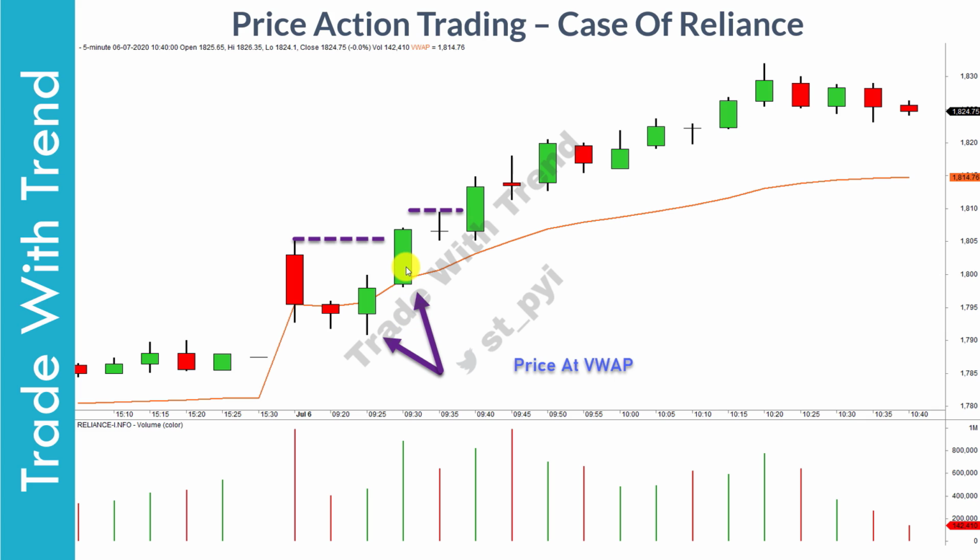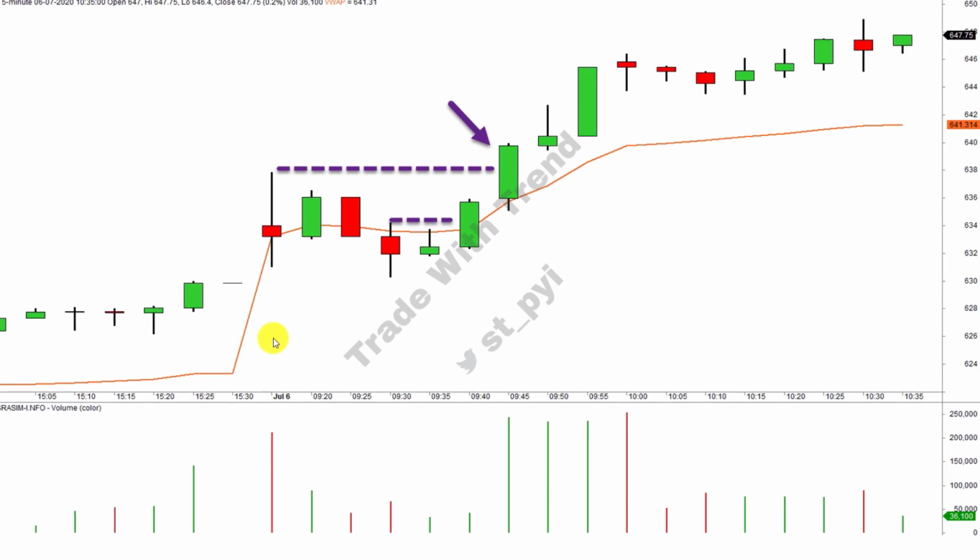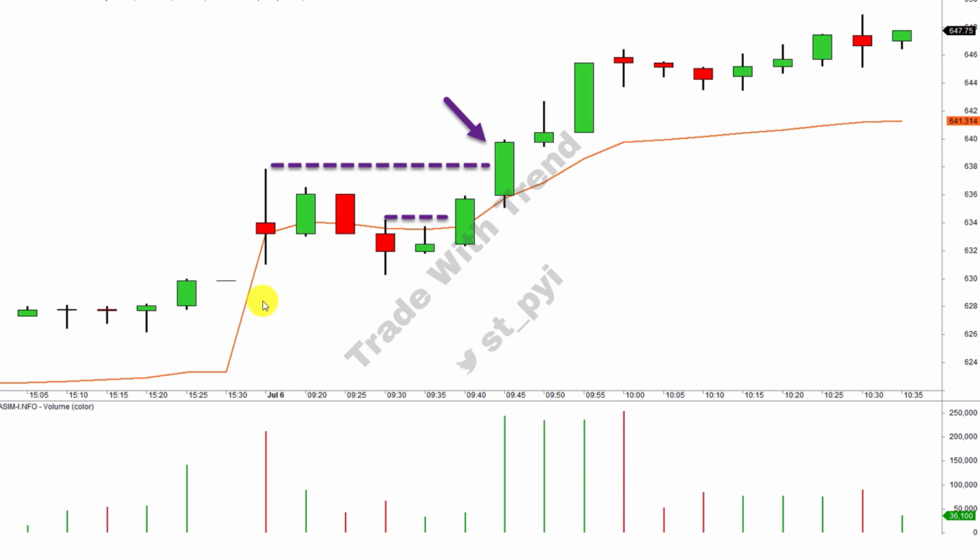So this is what I like to see when it comes to day trading and even short-term trading, because price action at VWAP gives you huge clues about who remains in control and in which direction the price might eventually head. So this is the chart of Grasim Industries. This is the VWAP indicator. Again, look at the price action around VWAP indicator here.